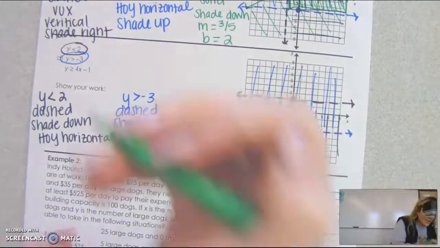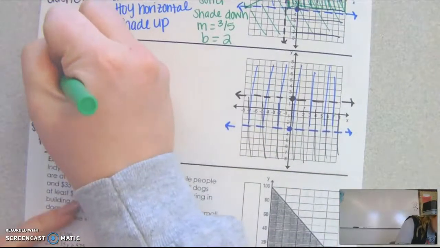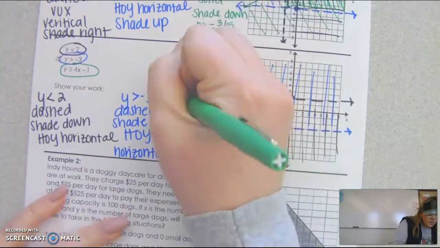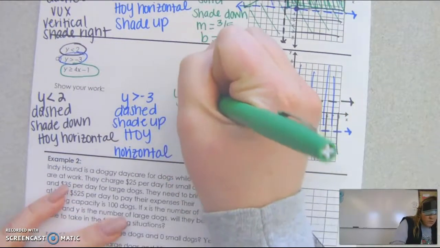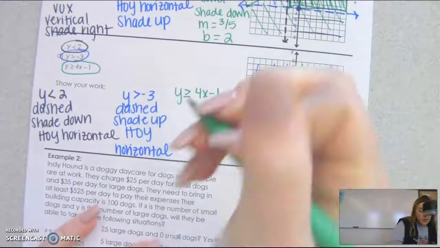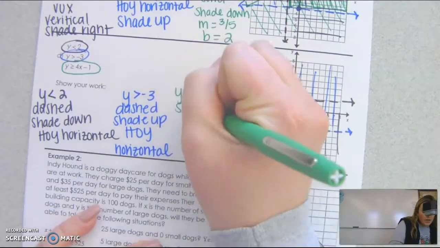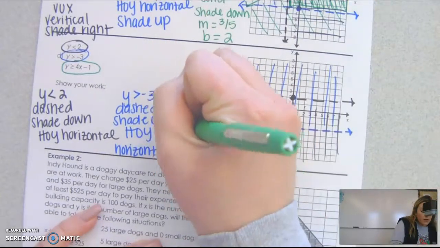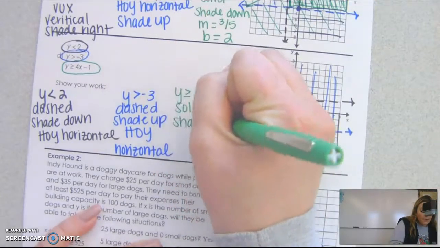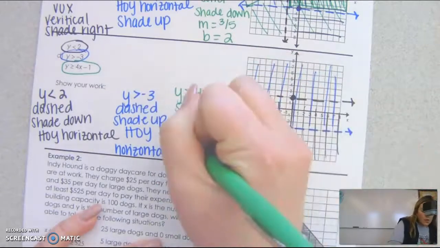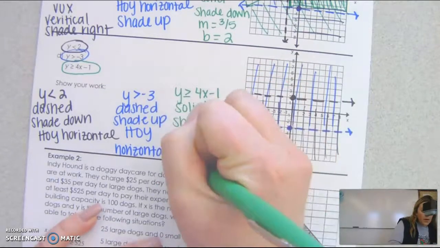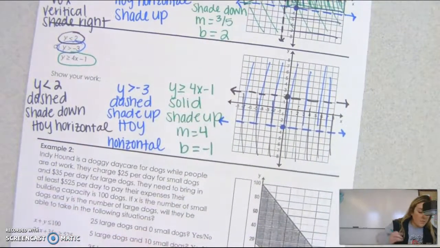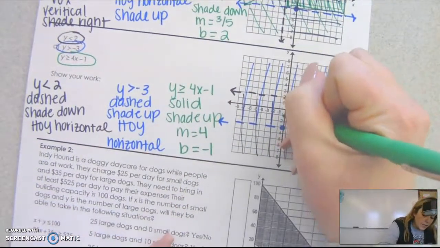Okay, one more line to draw. So we have y is greater than or equal to 4x minus 1. That greater than or equal to means that it's going to be a solid line. It's greater than or equal to, so I'm shading up. My slope is 4, and my b is -1. So I begin with b. I'm going to put a point at -1.